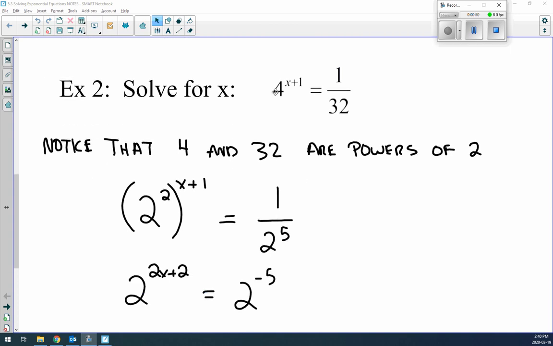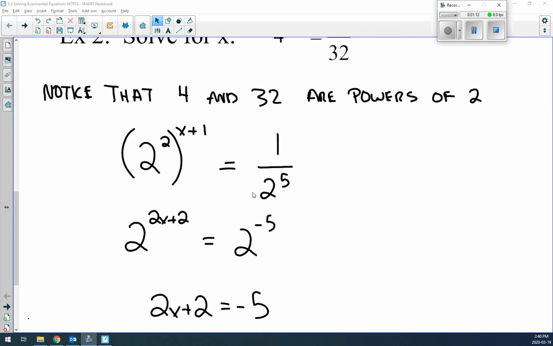Solve for x. Now we've got 4, and the exponent is x plus 1, and we have 1 over 32. Well, obviously they're not the same bases. But notice that 4 and 32 are powers of 2. So what we can do is we can take this 4 and change it to 2 to the 2. There it is right there, with our exponent still at the top of x plus 1. And 1 over 32 can be changed to 1 over 2 to the 5.